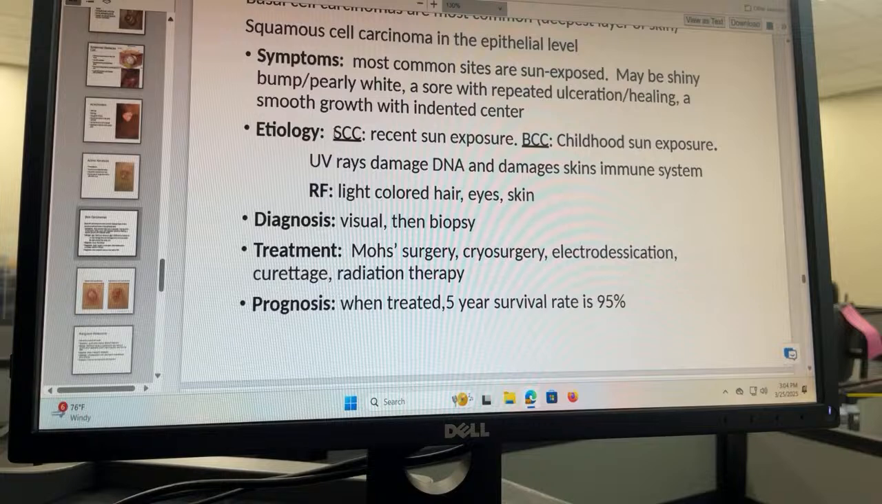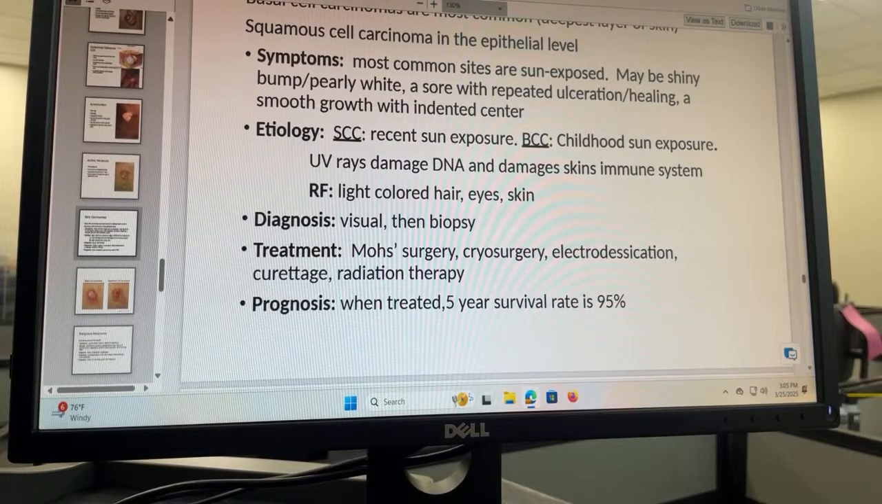So the cause with squamous cell carcinoma, SCC, these are usually formed from recent sun exposure. So like an older person who has just been recently using tanning beds, versus basal cell carcinoma. This usually results from excessive childhood sun exposure, like those kids that never want to wear sunscreen and always get sunburned. Basically what happens is that the UV rays from the sun damage the DNA of the skin and also damage the skin's immune system. So the skin's immune system generally will be able to help fight off some of those tumor cells, but the UV rays damage the ability to even fight back.